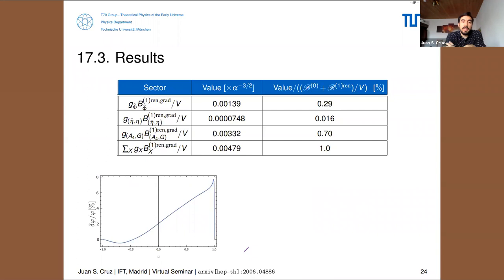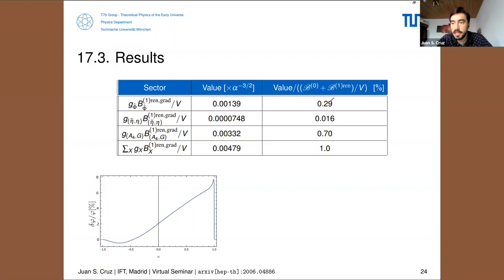Now, here, let me collect all the results. The table shows every sector, the B1 contribution per sector. And the last column gives us what we can take home, which is how big the gradient contributions are. So we can see that we can even have up to 1% of impact in relation to the tree level plus loop part renormalized with no gradients.